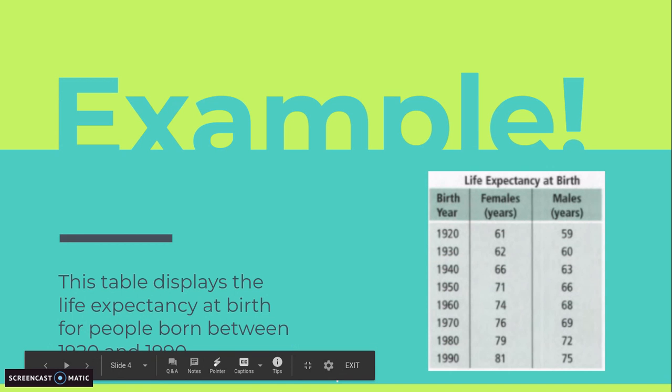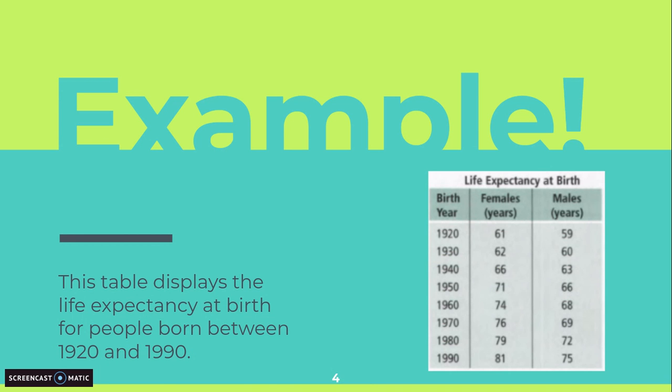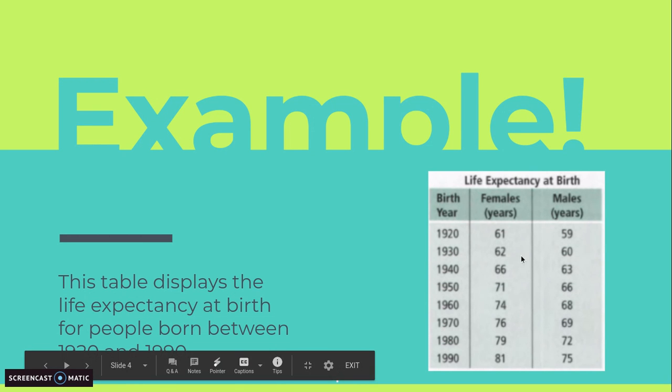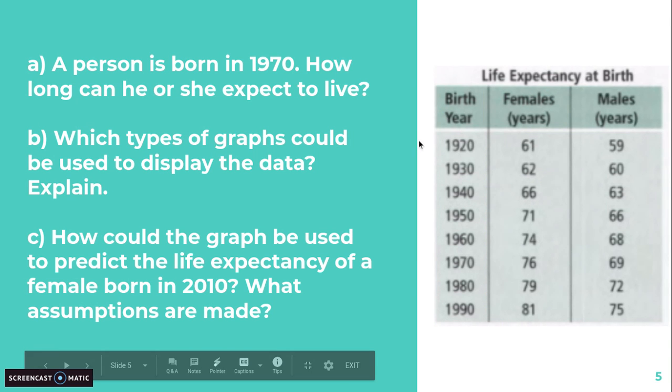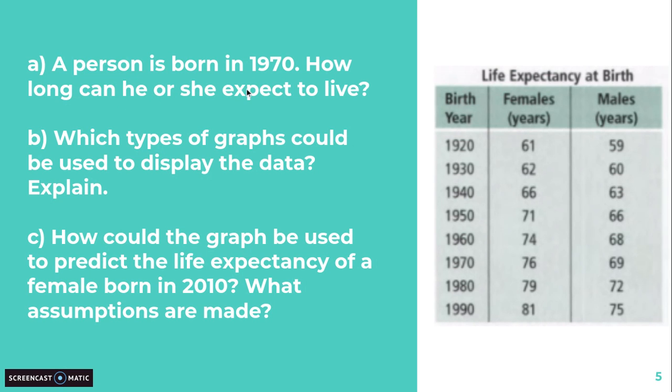So, example, this table displays the life expectancy at birth for people born between 1920 and 1990. Okay, so you'll see that as the birth years get higher, the life expectancy goes up. And there's a lot of reasons for that: medicine, science, all those things that have advanced over the years. So we have 3 questions we're going to look at here. A person born in 1970, how long can he or she expect to live?